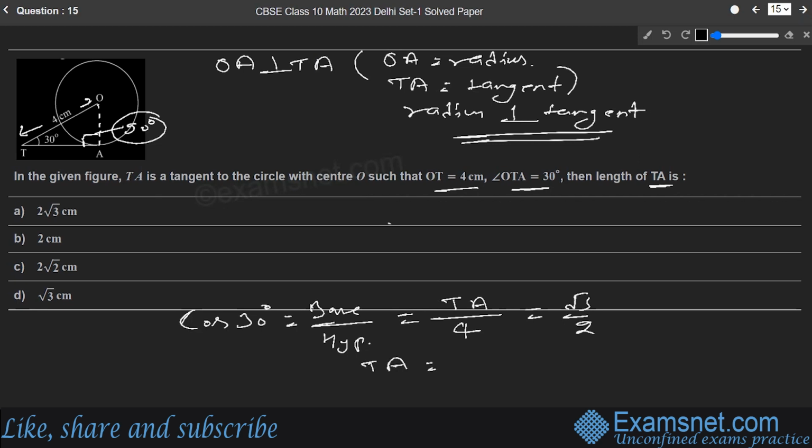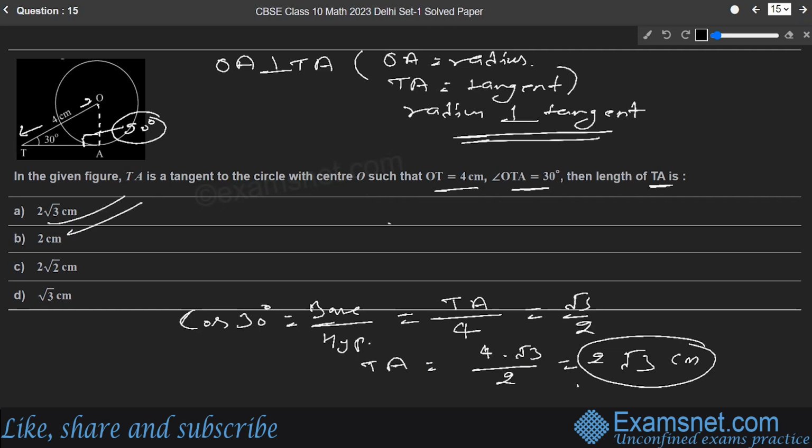So TA value comes out to be 4 into root 3 divided by 2, that is nothing but 2 root 3. Okay, so TA comes out to be, the tangent length comes out to be 2 root 3 centimeter. That is available in option number A. So that is the right answer.